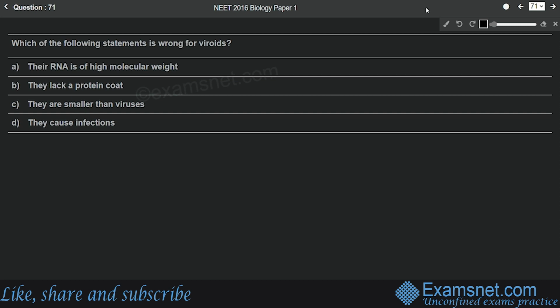Now question number 71 is from the chapter Biological Classification, and the question is, which of the following statements is wrong for viroids? So what are viroids? These are free RNA that lack a protein coat.